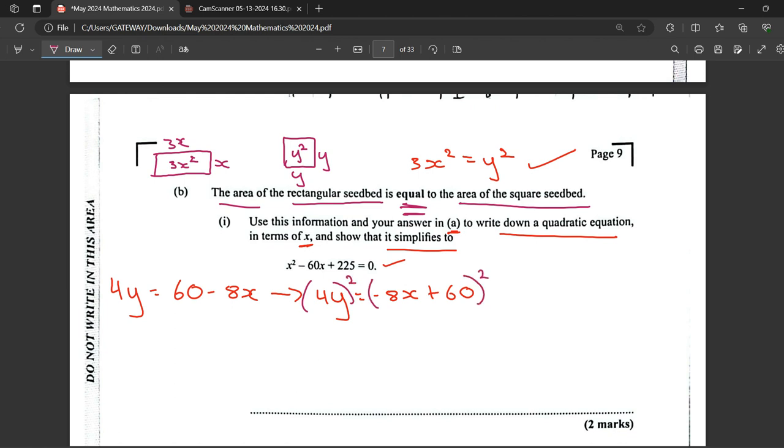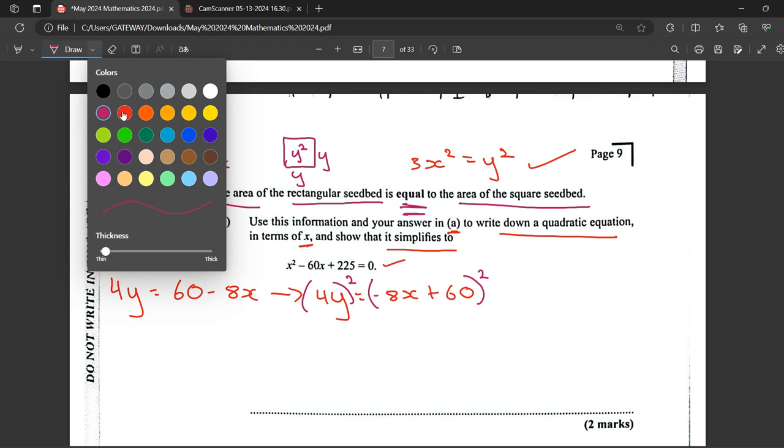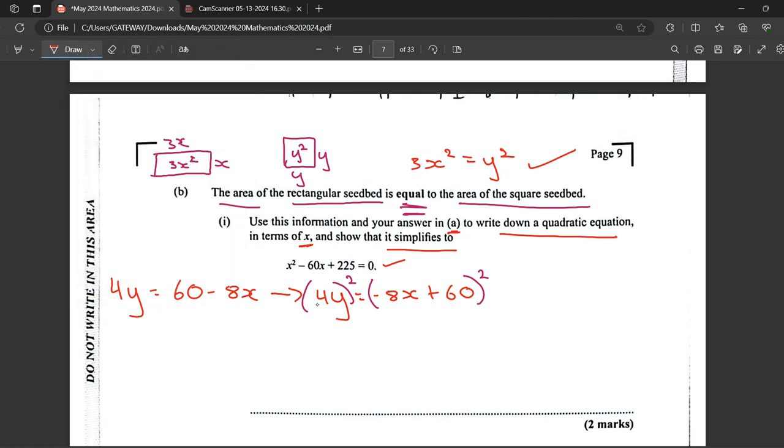Now, there is more than one way you could do this. So I square both sides here. If I square 4y, 4 squared is 4 by 4, which is 16, and y to the power 2 is y squared. So I get 16y squared, and that is equal to negative 8x plus 60, squared. So negative 8x squared will be positive 64x squared.